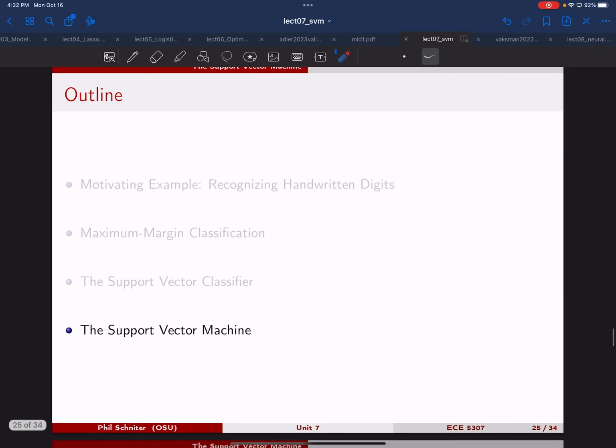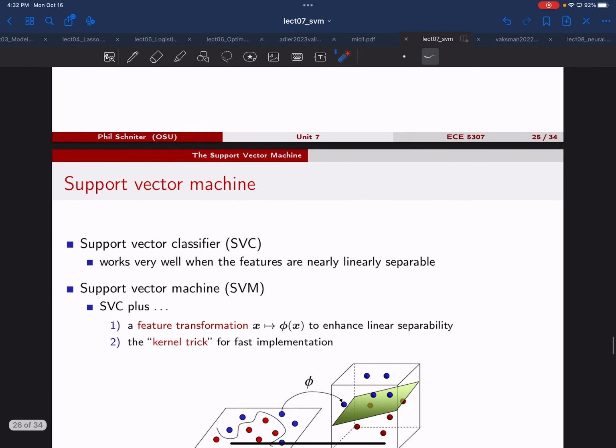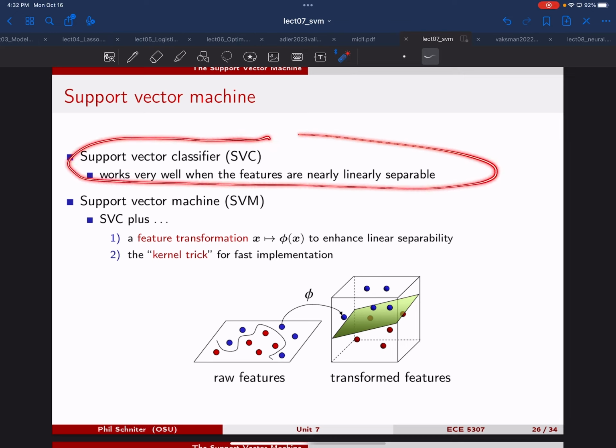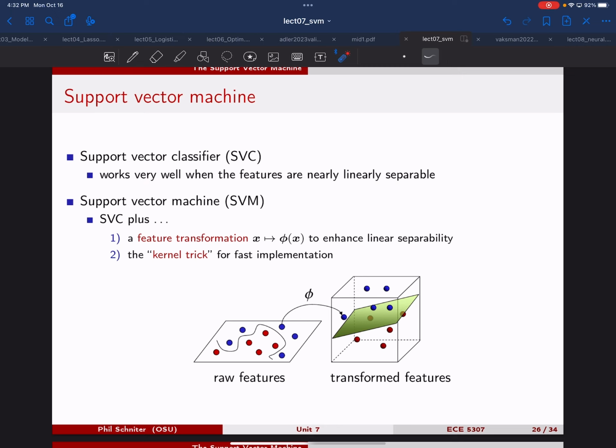And so now we're going to give you the second half, which is basically building on what we've done, but just adding one important new trick, or maybe two important new tricks. This thing we've talked about, we're going to call it the support vector classifier. This works very well when the features are nearly linearly separable. For some data sets, that's going to be true. For some data sets, it's not going to be true.